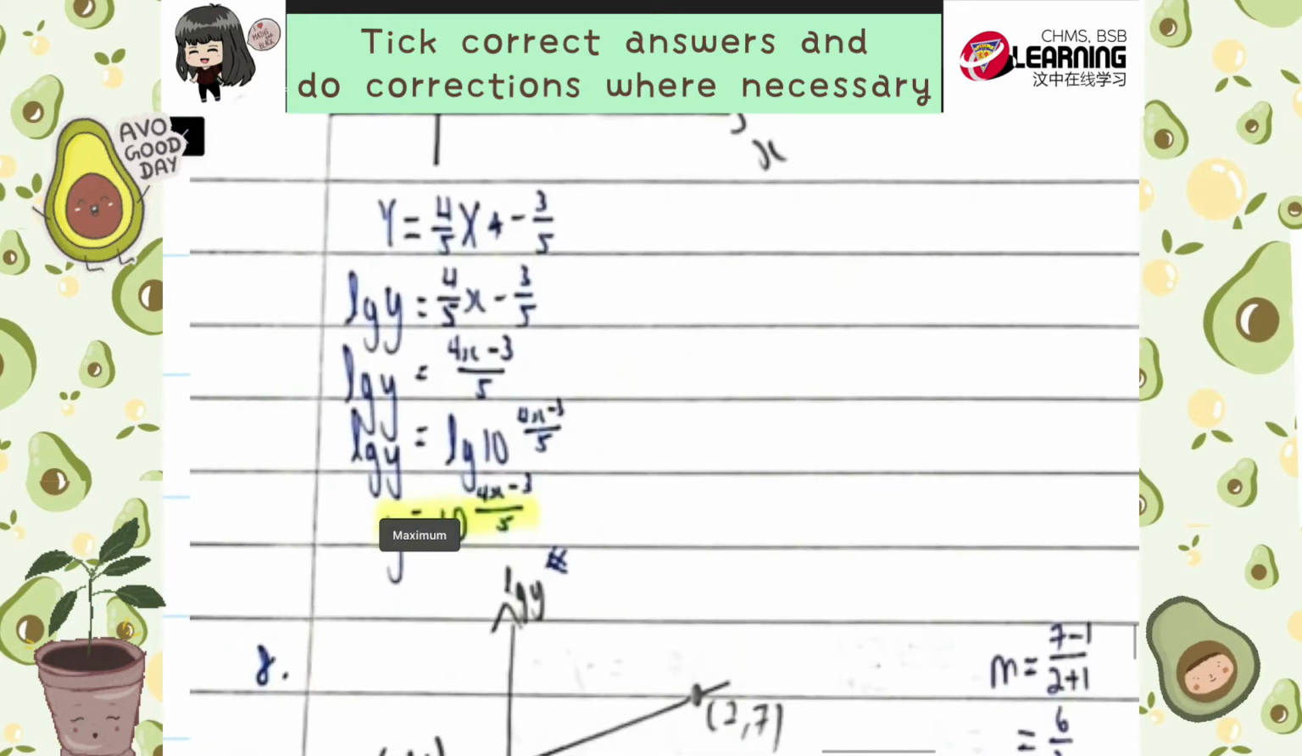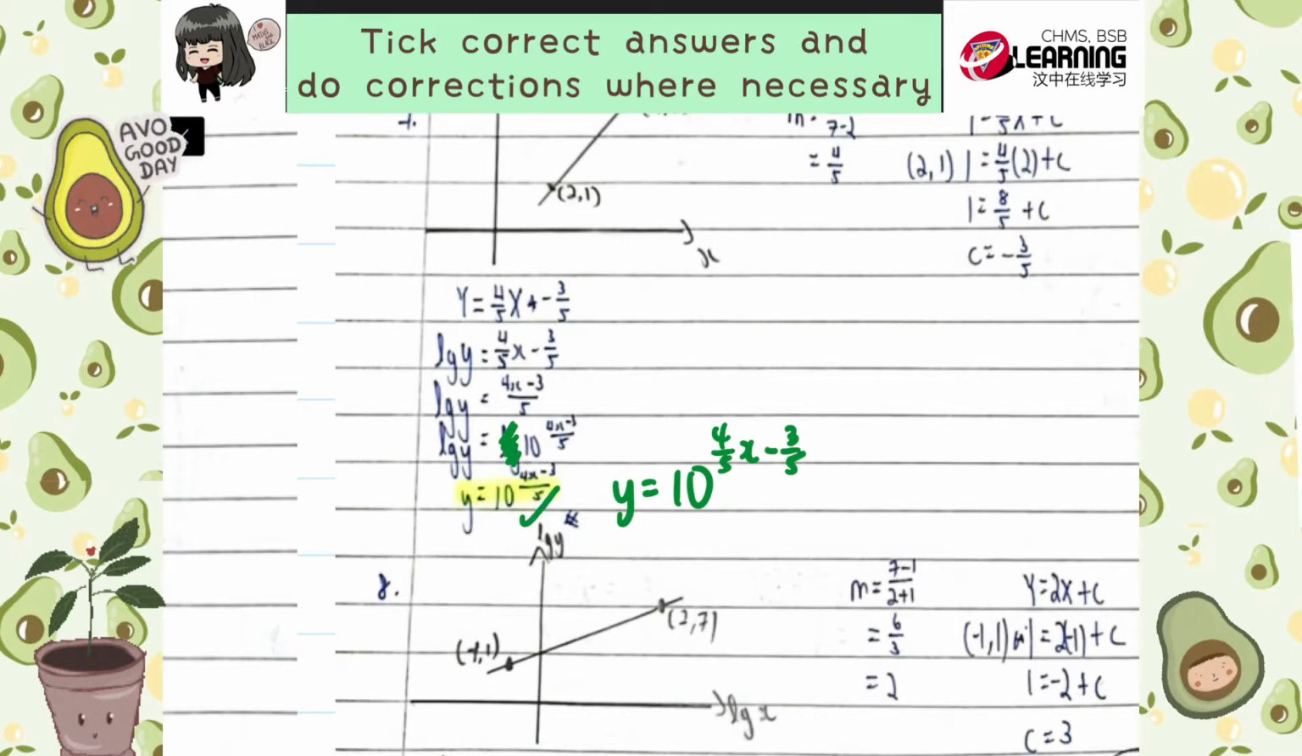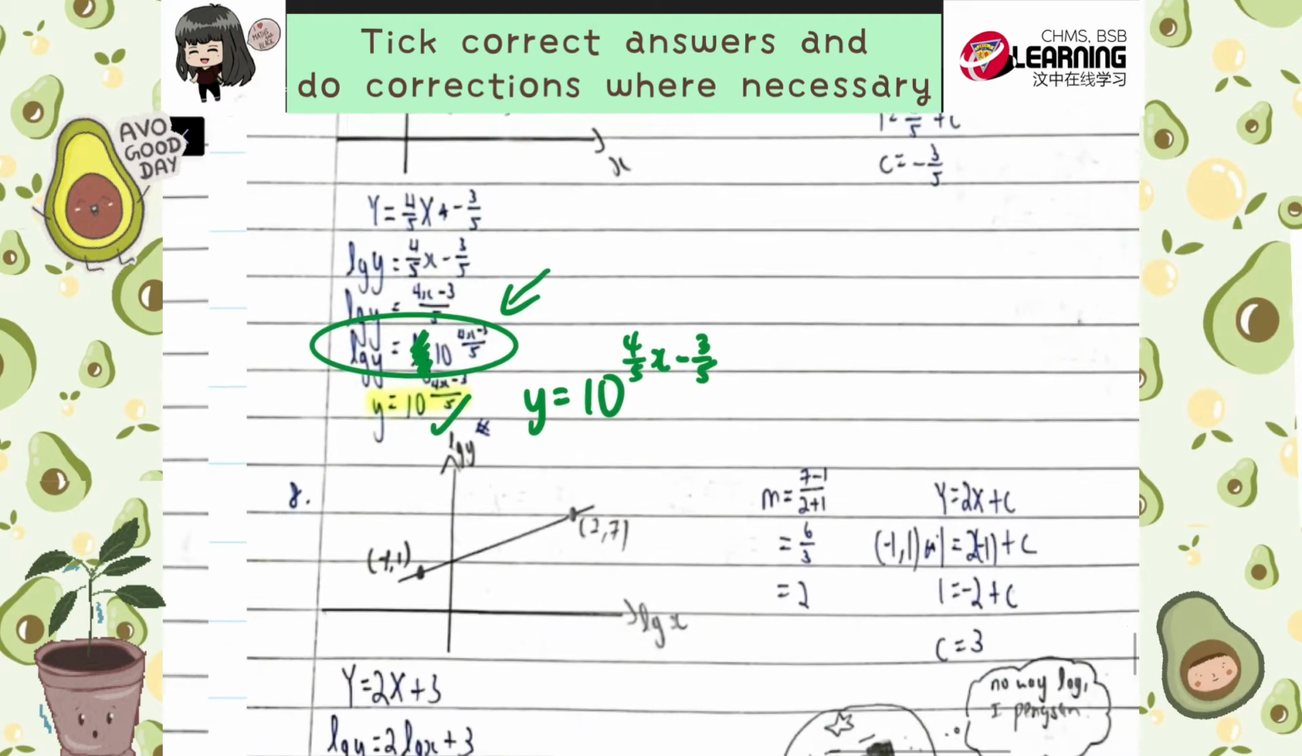Let's look at question 7. When you move the log, it's 10 to the power. You are not logging both sides. Basically, you just move the log to the other side and it becomes 10 to the power of everything. Or you can leave your answer like this: 10 to the power of 4 over 5x minus 3 over 5. Like this also can. It's just this working here, please change. There's only one log, you don't log both sides.